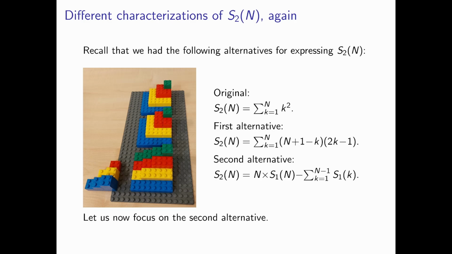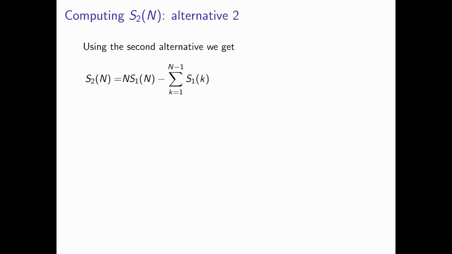So let us now focus on how we solve this problem using the second alternative way of viewing s sub 2 of n. So we had, using this alternative, that s sub 2 of n is equal to n times s sub 1 of n minus the sum as k ranges from 1 to not n but n minus 1 up here of s sub 1 of k. Now what I would like to do is to take this upper index in the summation and sort of turn it from n minus 1 into n to simplify things for me later on.